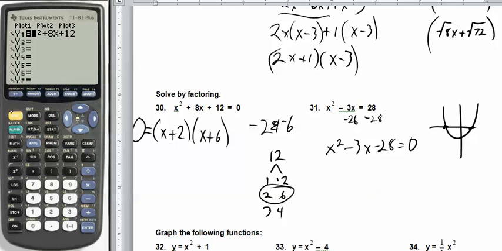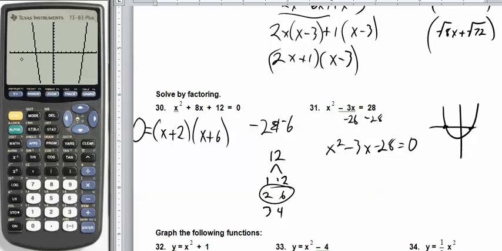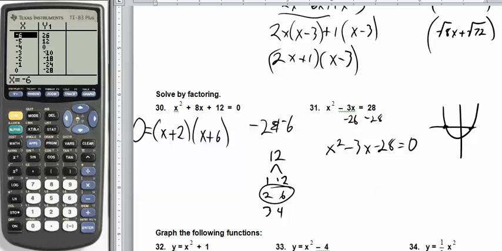So again, we can go into y equals and do our x squared minus 3x minus 28 and graph and see, yes, we do have two zeros. They look like they come out evenly. Let's go into our table and make sure. So we're looking for where y equals 0. So it equals 0 at -4 and at 7.